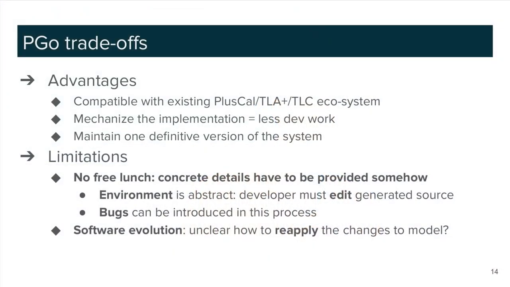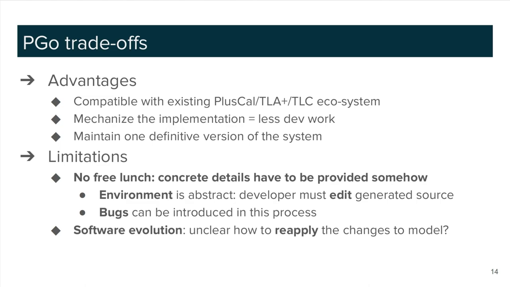So the immediate trade-offs that you might think about: you're like, wow, this is magic. I want this, right? There's going to be some limitations. You're not going to get it for free. The great thing about this is that it's compatible with this existing ecosystem of tools. It works with PlusCal, TLA Plus, TLC. We haven't built our own model checker because we don't need to. There already is one, so we're building on that work. Mechanization, of course, means less implementation work. And it also means that you have this one, hopefully definitive version of your system. You keep one copy in Modular PlusCal, and then you just generate the implementation from it. So now you don't have this potential divergence between these two different things.